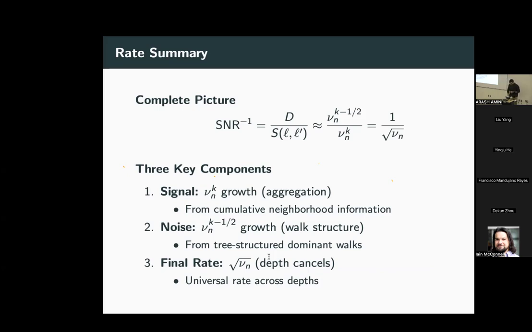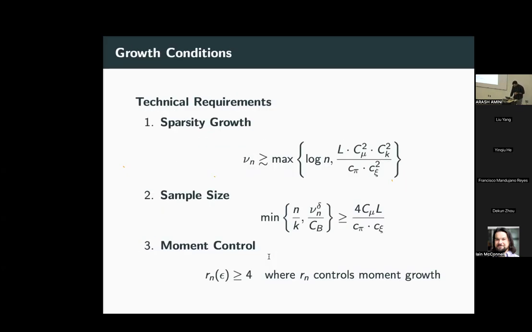I want to talk a little bit about some technical conditions. nu n, you can see, at least has to grow like log n. n has to be lower bounded. There's some order moment condition, which is generally true if nu n goes to infinity.